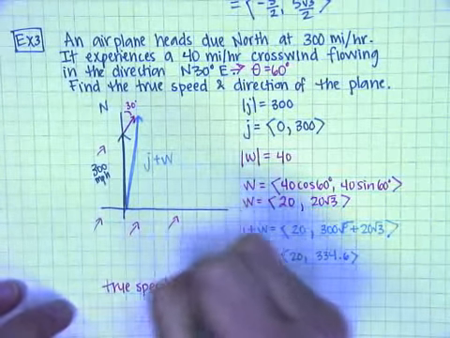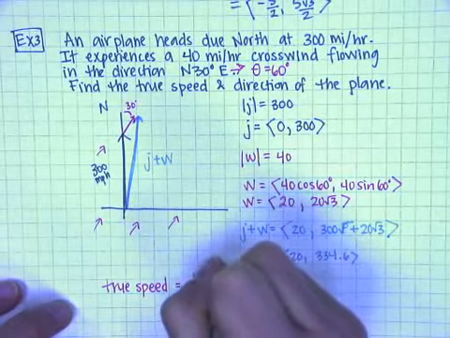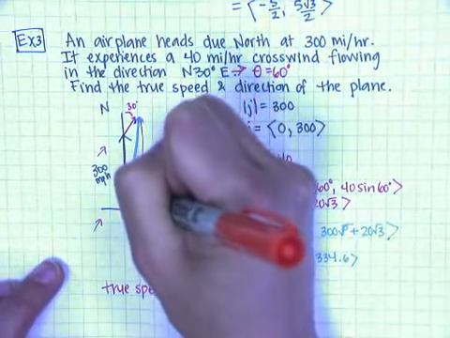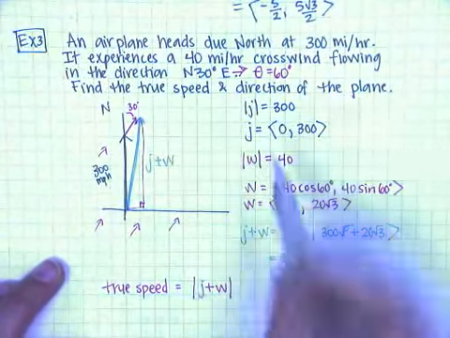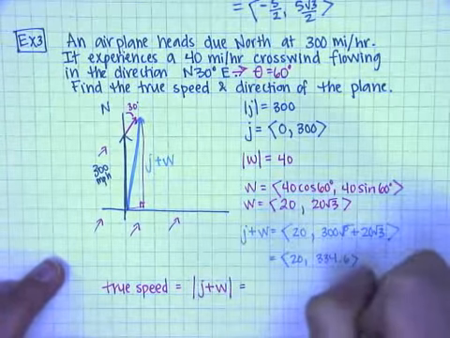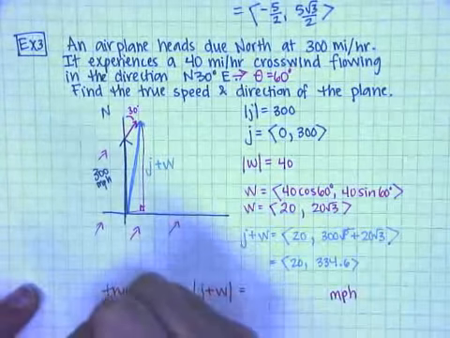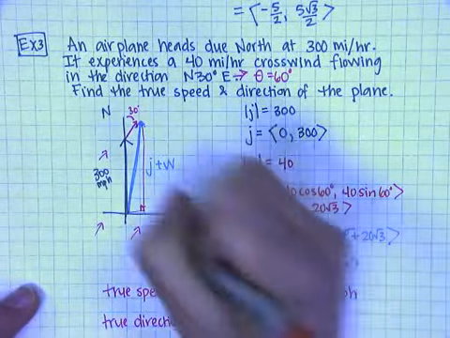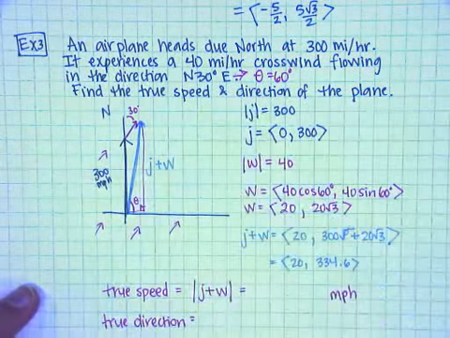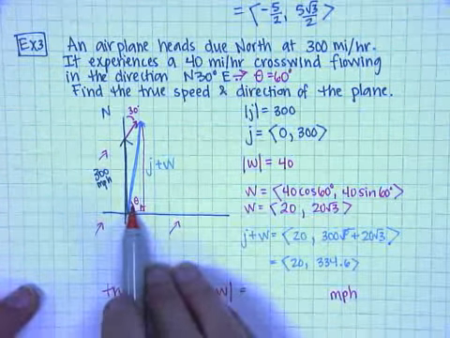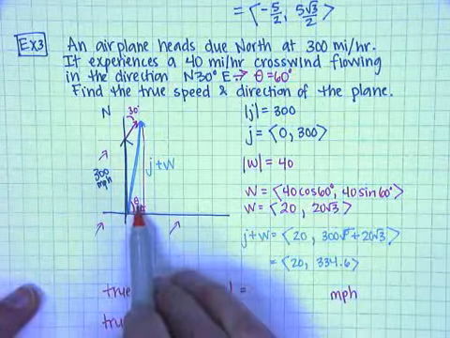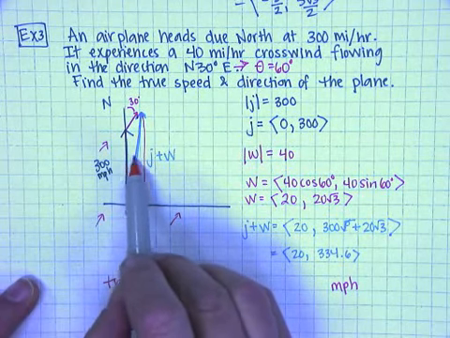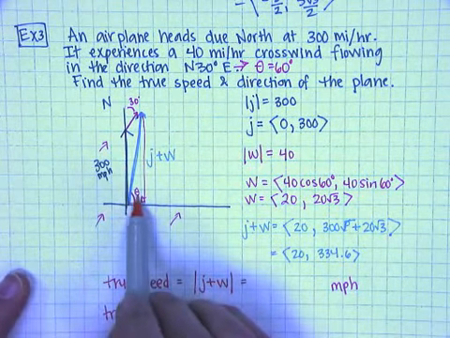And then from here, in order to find the true speed of the airplane, I want to find the magnitude of J plus W. So I want to figure out how far did it go over, how far did it go up, and I'm going to use the Pythagorean theorem to find its length. That's going to be the true speed in miles per hour. And if I want to find the true direction of the airplane, then I want to figure out what this theta is, figure out what direction it's bumped off by, and then I'm going to give my answer as a bearing. So whatever this theta is, I'm going to say north so many degrees to the east, and I'm going to take this answer away from 90.